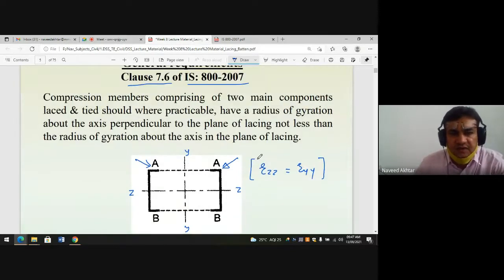Here, the two main components of a laced and tied member should, where practicable, have a radius of gyration about the axis perpendicular to the plane of lacing not less than the radius of gyration about the axis in the plane of lacing. So both radii of gyration, about the major axis and the minor axis, should be equal, and we place the columns at such a spacing. That is clause number 7.6.